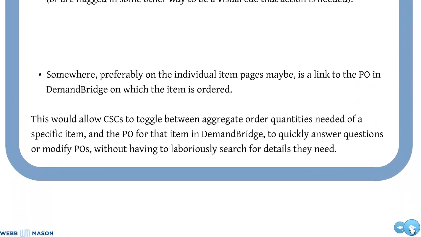And then somewhere, preferably on maybe the individual items page, is a link to the PO and Demand Bridge on which the item is ordered. This would allow the CSCs to toggle between aggregate order quantities needed of a specific item and the PO for that item in Demand Bridge to quickly answer questions or modify POs without having to laboriously search for the details that they need.